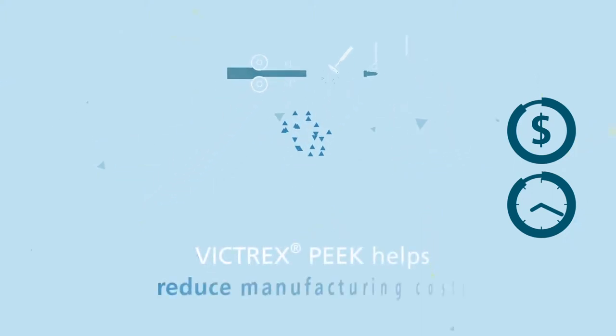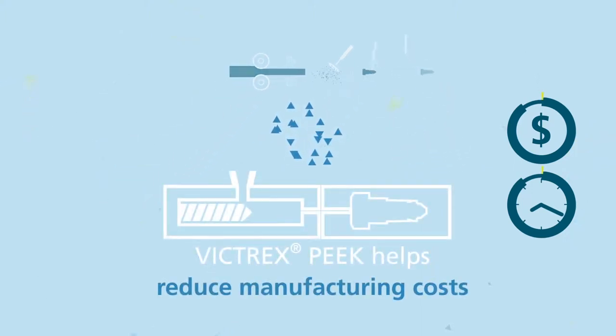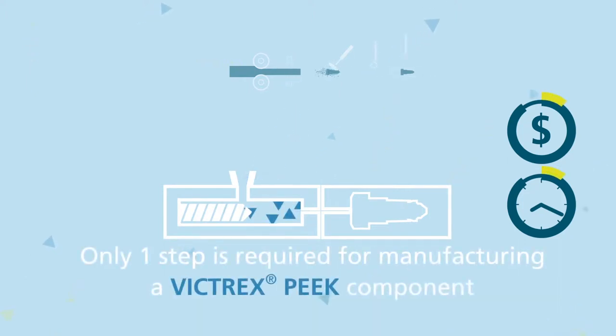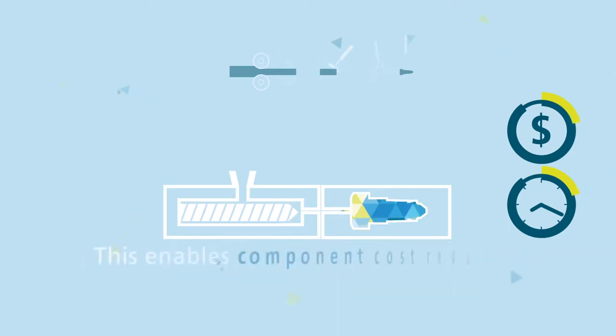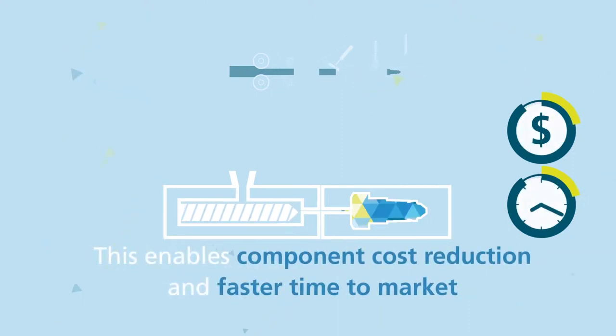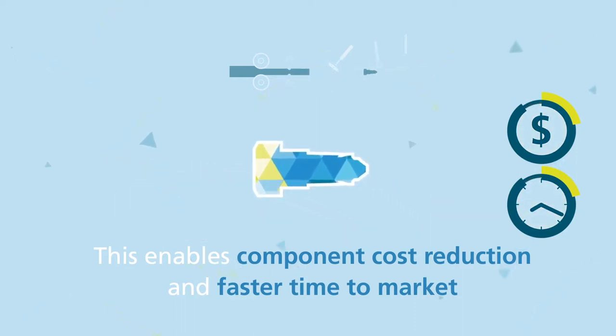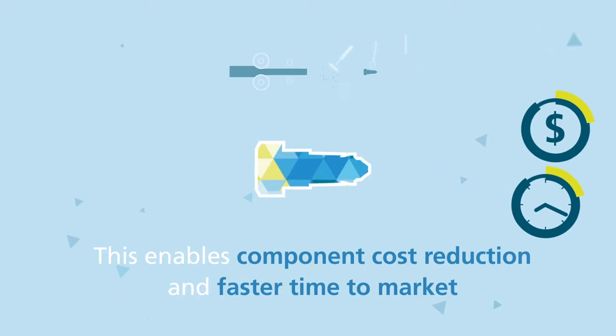Take advantage of a one-step production process by injection molding Victrex PEEK. The 100% recyclable polymer allows designers to consolidate parts to achieve greater functional integration. All of these benefits enable you to reduce your total system cost and accelerate your time to the market.